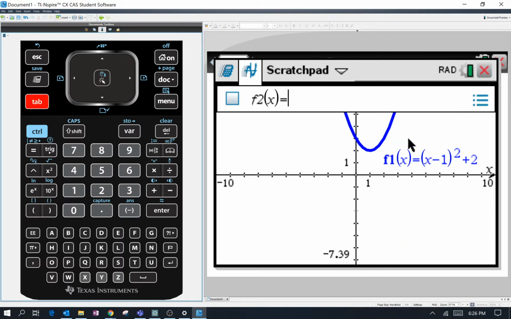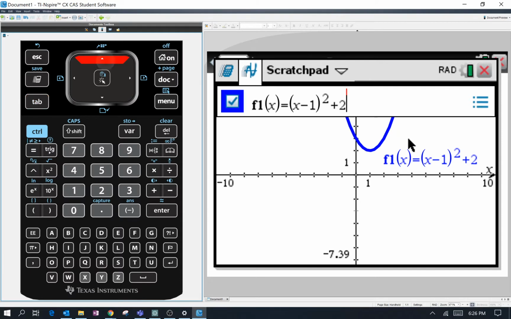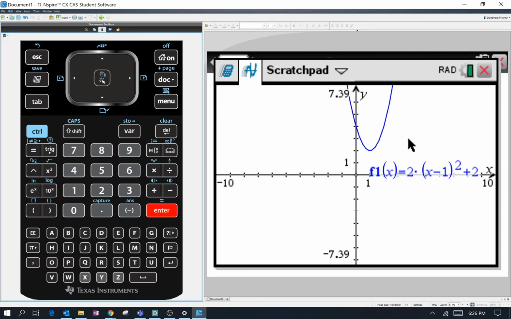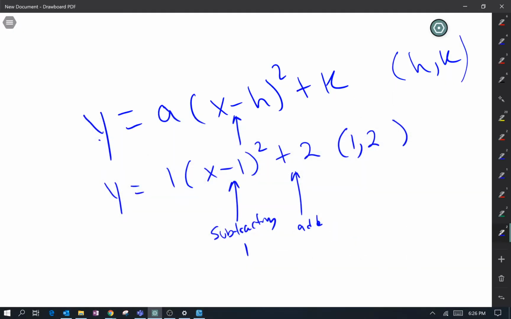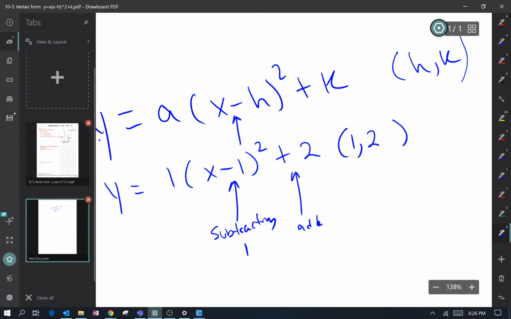And what's neat about it is you can change the leading coefficient. You can put a different number in front of it, but it doesn't change the vertex. Watch. 2 times x minus 1 squared plus 2. In fact, the 2 there, all it does is make it narrower. It stretches the graph. So as long as it's minus something squared inside plus something at the end, that's called vertex form. So let's just graph a couple of these.